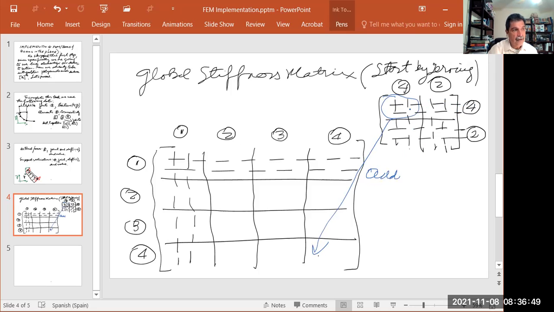This is row 4, column 2. So I take these 9 elements. This is row 4, this is column 2, and you take this to here, etc. So knowing the number of the 2 joints of each element, you can identify the position in the global reference system.